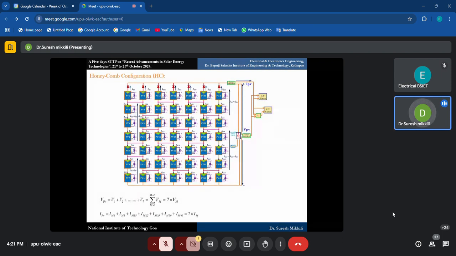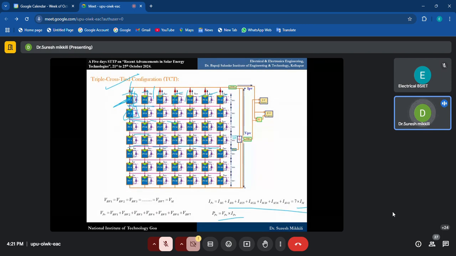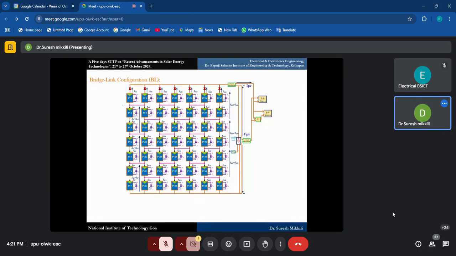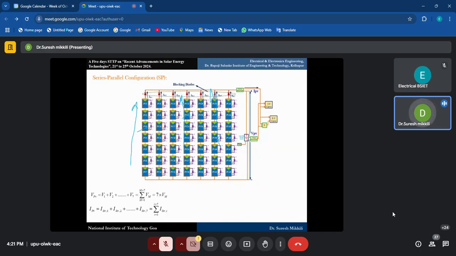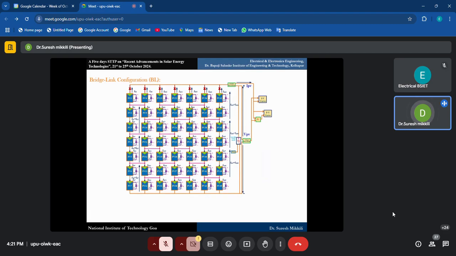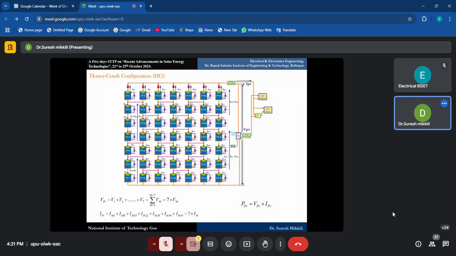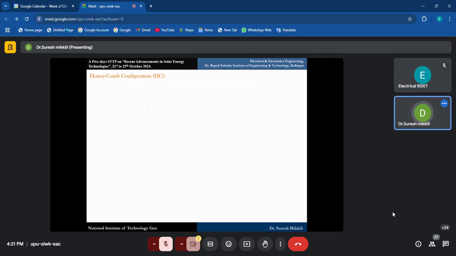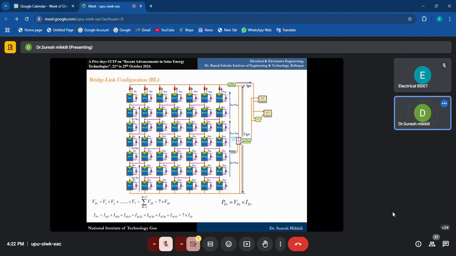It is a modified version of TCT, or you can say a modified version of series parallel or TCT. In series parallel, modules are connected in series, and strings are in parallel, but in TCT combination, all are joined together. But in bridge link configuration, what they are doing is, what is nothing but a bridge? 4 modules together is called a bridge.